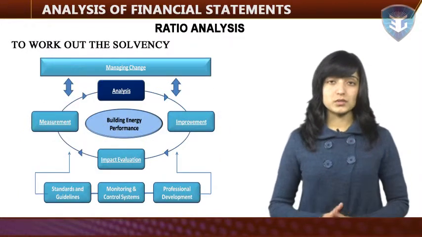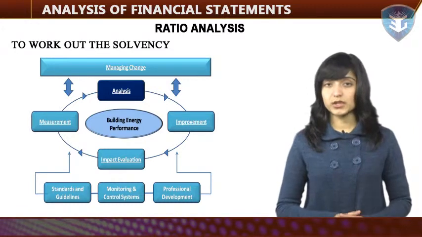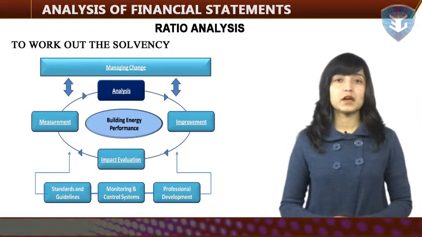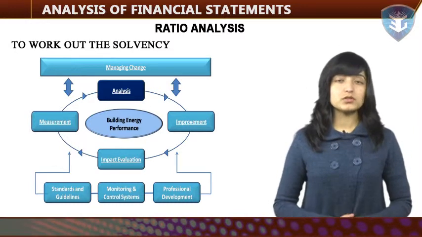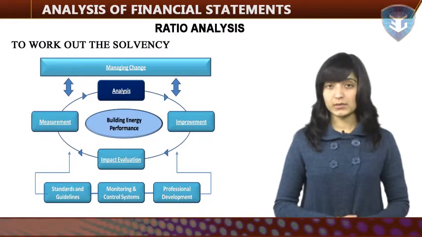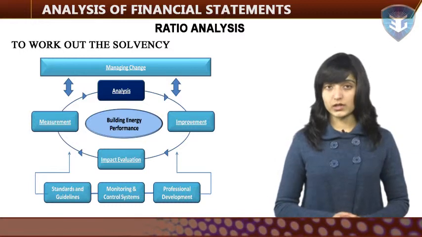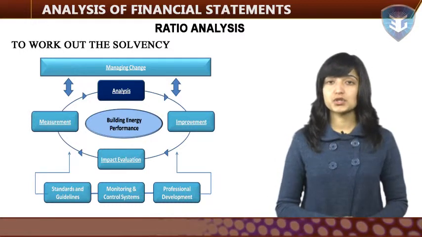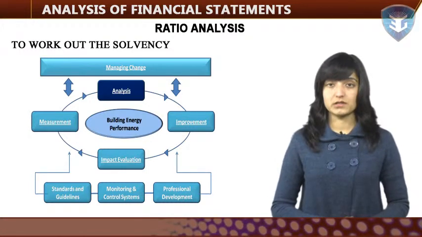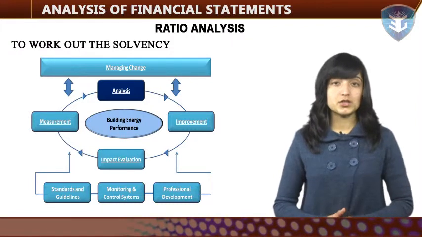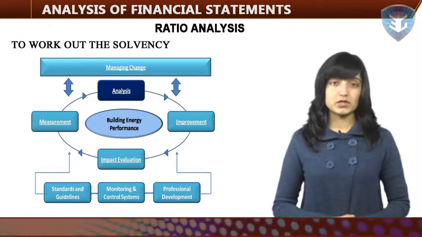To work out the solvency. With the help of solvency ratios, the solvency of the company can be measured. These ratios show the relationship between the liabilities and assets. In case external liabilities are more than the assets of the company, it shows the unsound position of the business. In this case, the business has to make it possible to repay its loans.